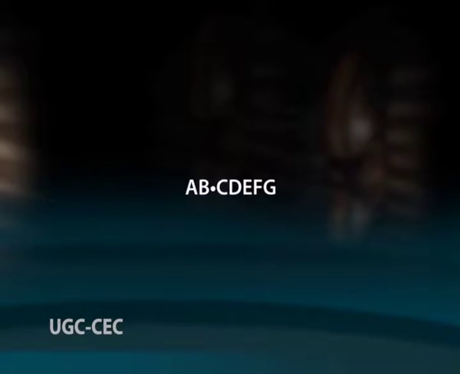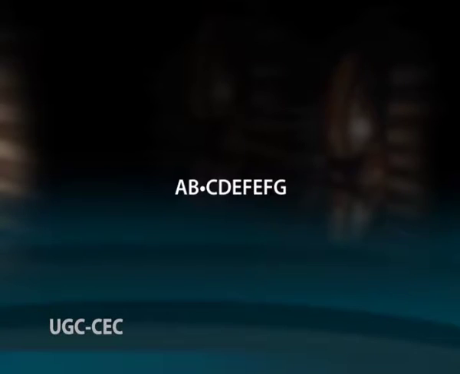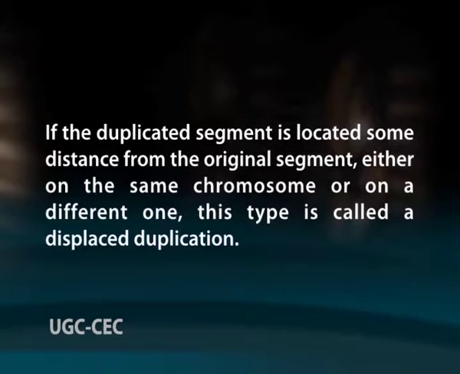Consider a chromosome with segments AB.CDEFG in which the dot represents the centromere. A duplication might include the EF segments, giving rise to a chromosome with segments AB.CDEFEFG. This type of duplication, in which the duplicated region is immediately adjacent to the original segment, is called a tandem duplication. If the duplicated segment is located some distance from the original segment, either on the same chromosome or on a different one, this type is called a displaced duplication.